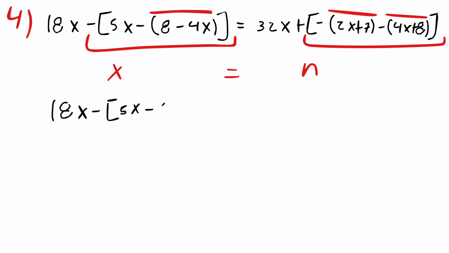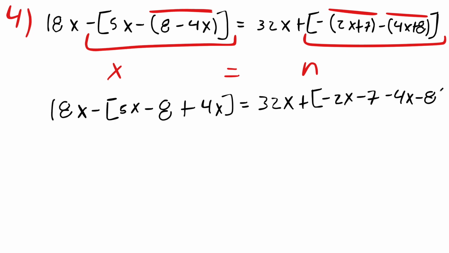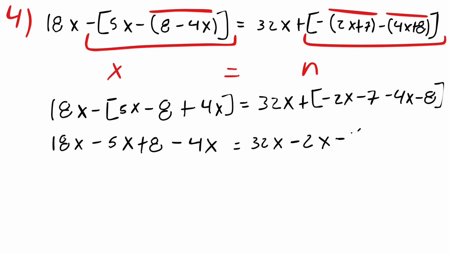18x, you know what comes next. Now negative times positive, negative 5x, negative negative, positive 4x would be equal to 32x plus bracket negative 2x, negative 7 minus 4x minus 8. And then you close the bracket. Now, what do we do? Well, we solve the brackets, right? 18x minus 5x plus 8 minus 4x. Remember, negatives and positives. When do we change? It's equal to 32x minus 2x minus 7 minus 4x and minus 8.